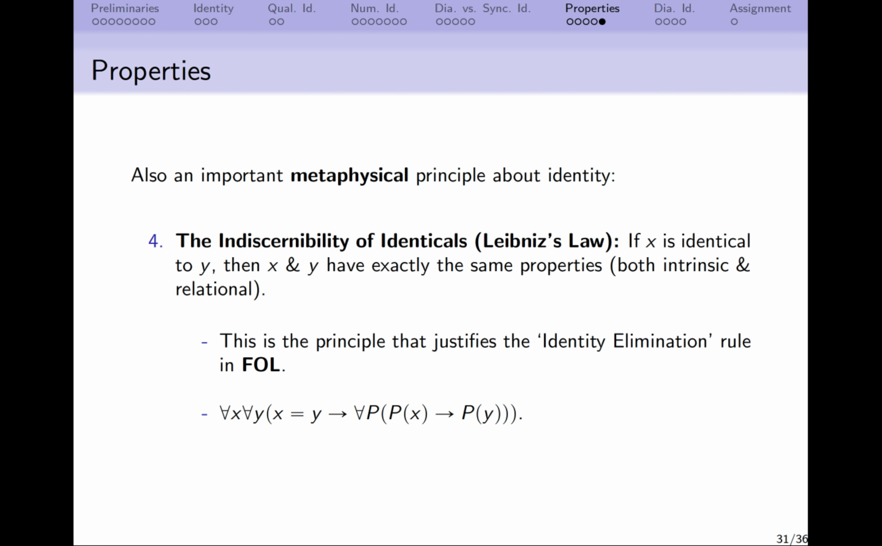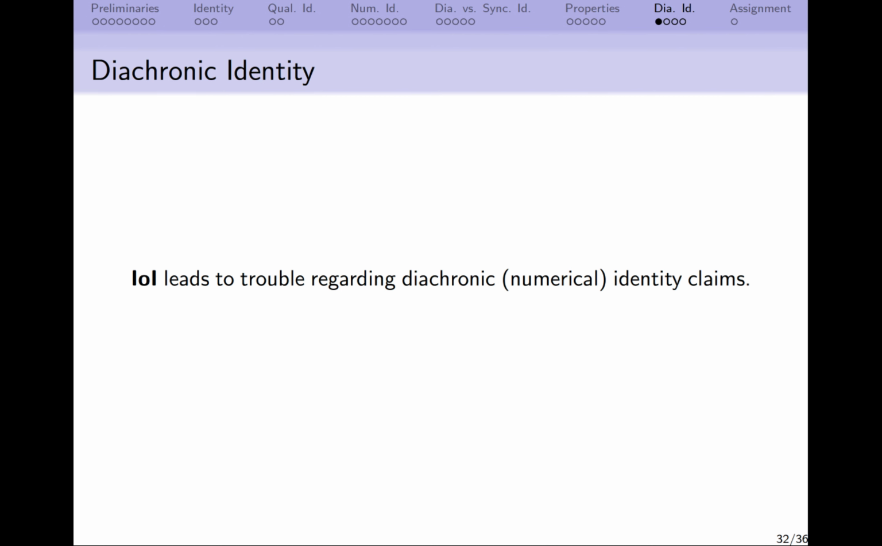It may well have already occurred to you, this problem. Indeed, we already hinted at it when considering the Ian McKellen case. What I'm going to do in the rest of this lecture is say what the problem is, because it will be next week's task to look at solutions, the various philosophical solutions suggested in the literature. It's enough to state the problem for now. And this is that the indiscernibility of identicals, IOI, leads to trouble regarding diachronic identity claims, specifically numerical identity claims.